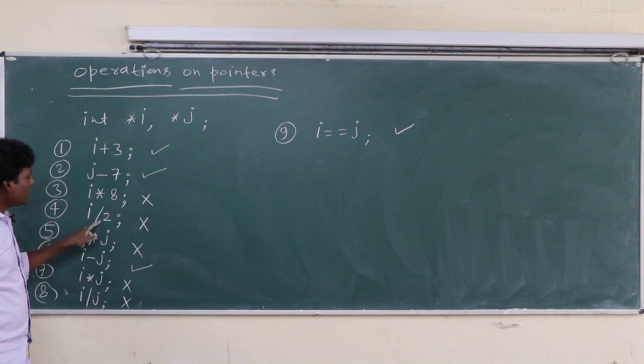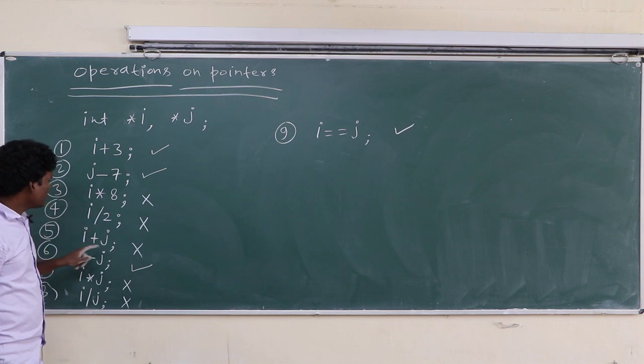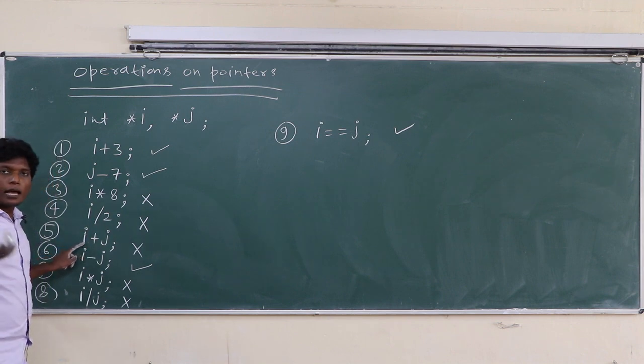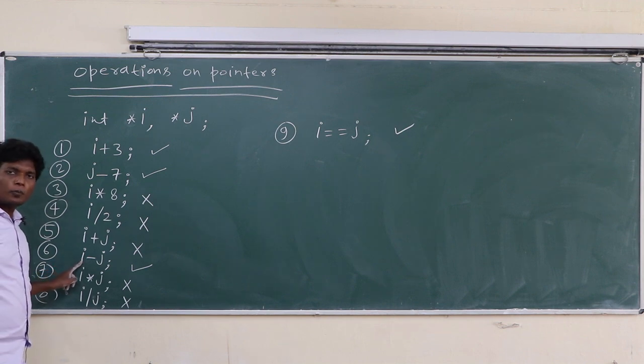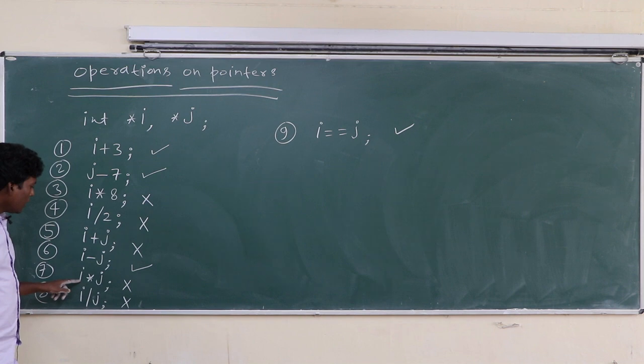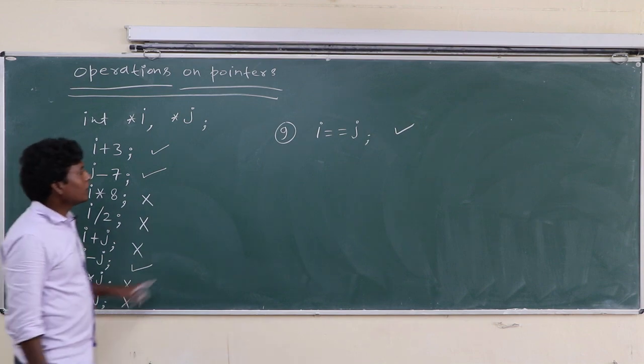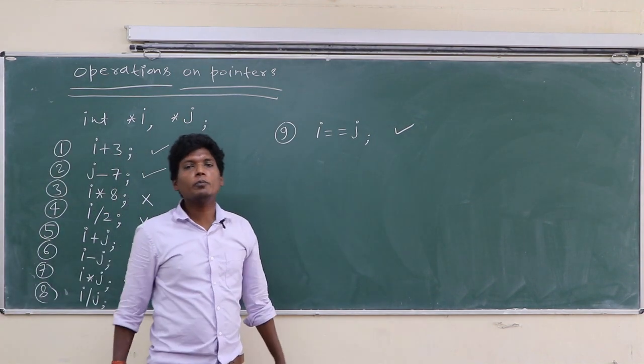with a pointer we cannot divide some constant, we cannot add two pointer variables, we can subtract two pointer variables, we cannot multiply two pointer variables, we cannot divide two pointer variables, we can compare two pointer variables.